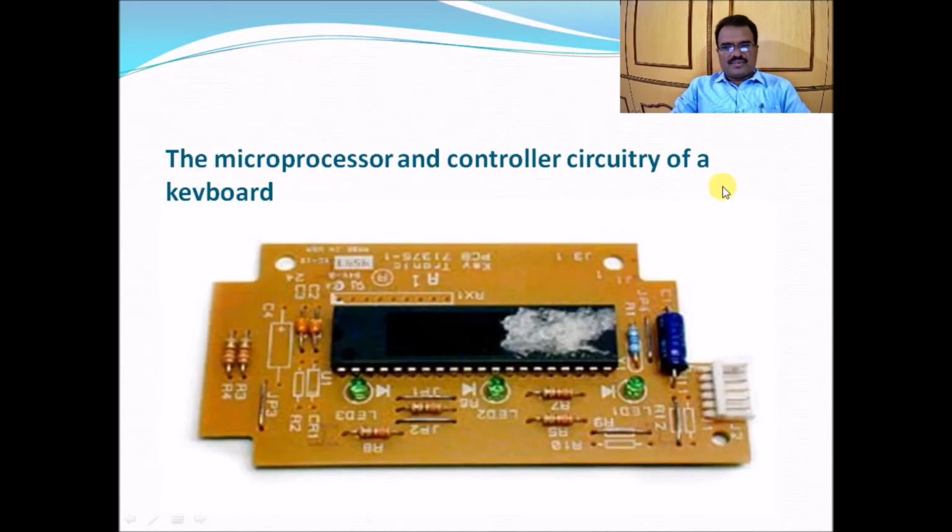The microprocessor control circuit. Here we can see this microprocessor which is present on the keyboard. It is a separate processor apart from the regular microprocessor in the computer CPU, and this is another microprocessor which processes and acts as the controller in the keyboard. When we press a key, it receives the signal first, analyzes which key is pressed, and gives the information to the computer.